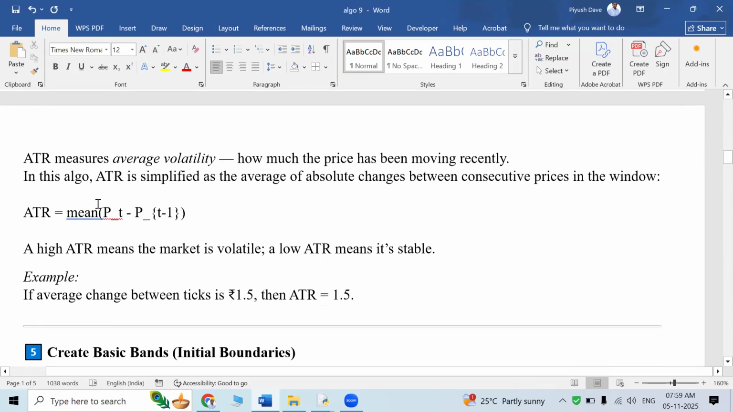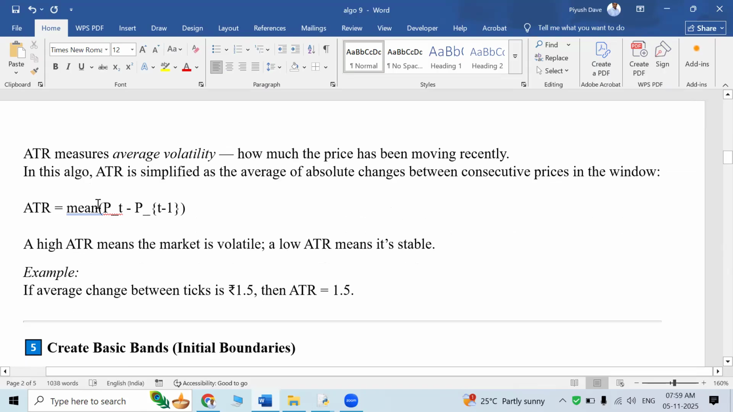Now, how to calculate the ATR? I already told you at the start. The previous value minus the next value, we keep collecting that and divide by the number of readings. That basically tells us how volatile the market is. Initially, if the ATR value is 2 or 3, it's a calm market, and if the ATR value comes to 10, 20, 30, then the market is considered volatile.